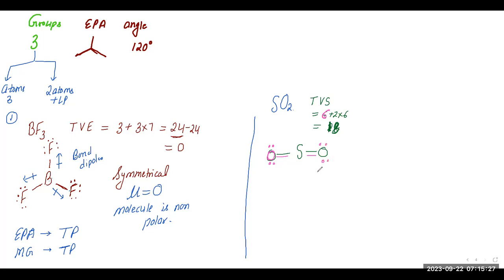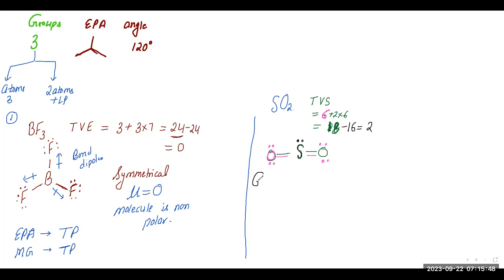Vivan, Afan, we are good with this? Afan, you're back? And then on sulfur, how many are used? 8, 8, 16 are used. How many are left? 2. They will go as a lone pair on sulfur.